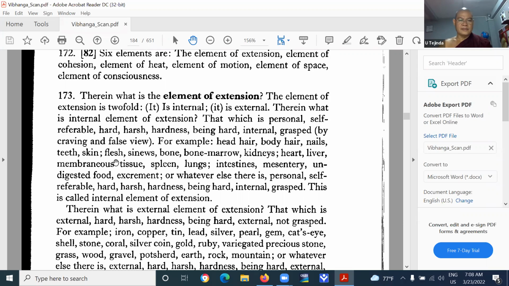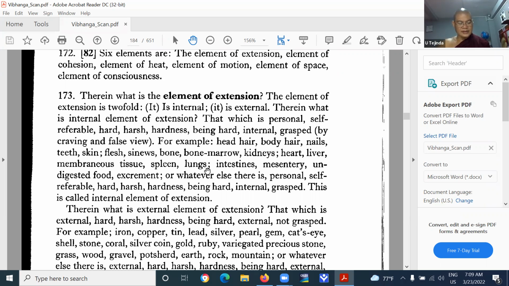So Masa, flesh; Naru, sinews; Ati, bone; Atimeja, bone marrow. The bone marrow is in the bone. Waka, kidney; Hadaya, heart; Yakana, liver; Kilomaka, membranous tissue; Pihaka, spleen; Papphasa, lung.